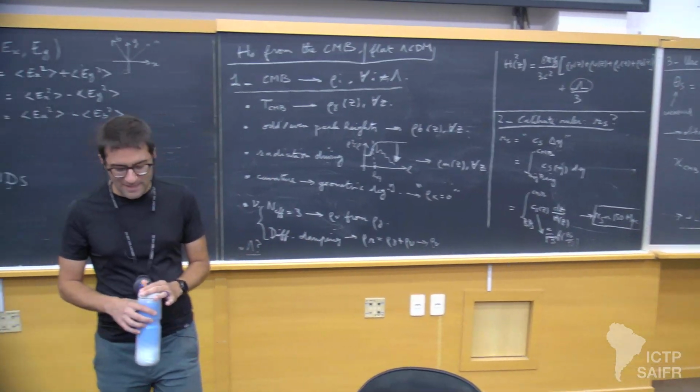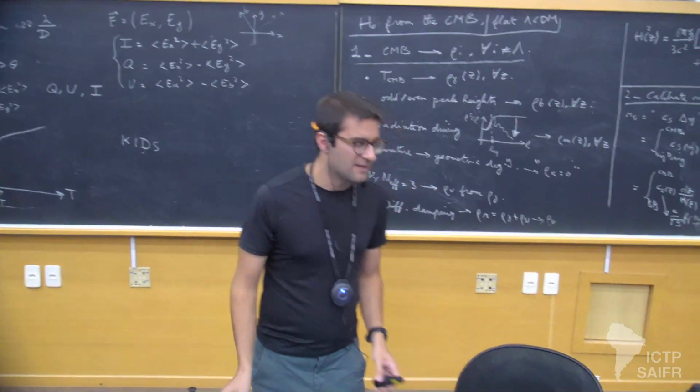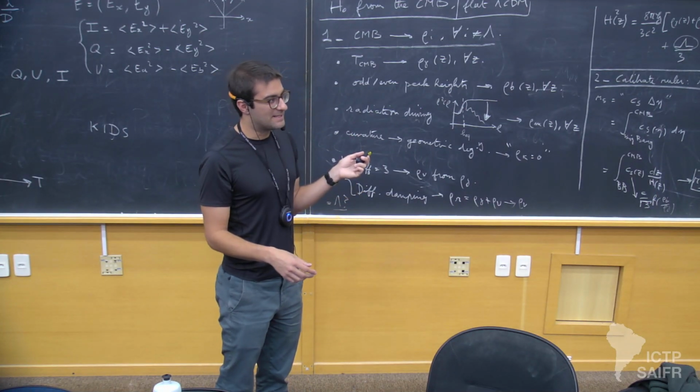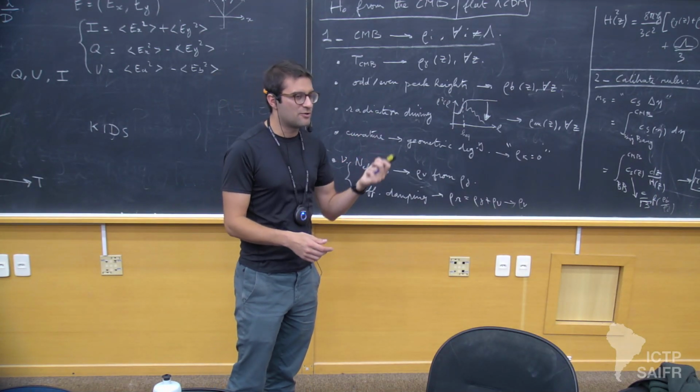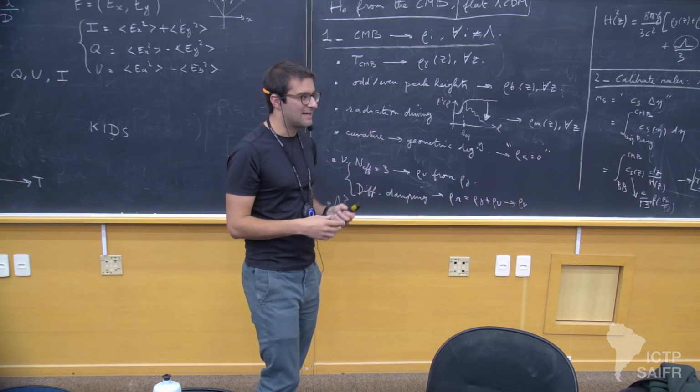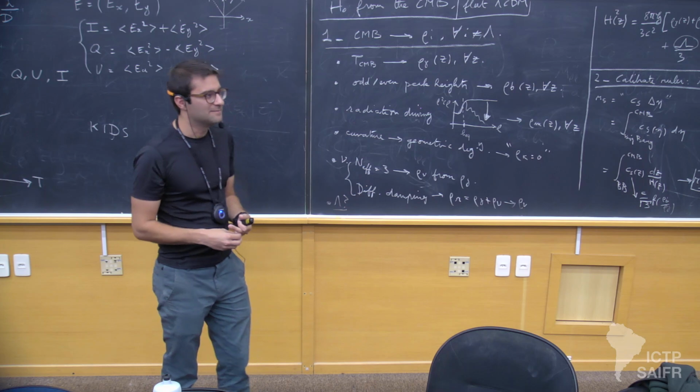Yeah. There are other ways from the CMB alone that you can infer lambda, for example, if you add CMB lensing to the mix. CMB lensing is another observable that depends on the late times, and so it contains information about lambda.